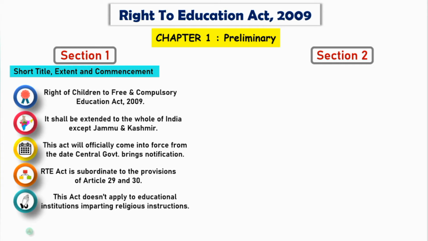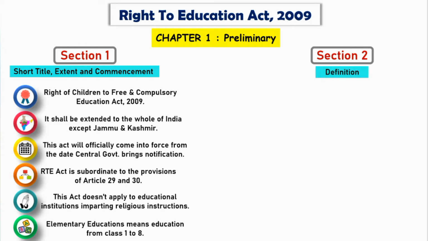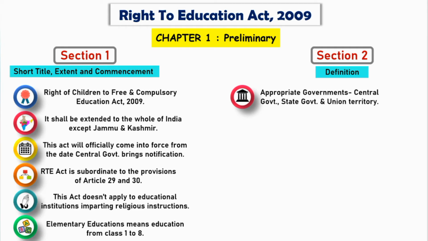According to this act, elementary education means education from class 1 to 8. Now section 2 is about definition. The first point mentioned in section 2 is the appropriate government, that is, who will take decisions in relation to schools or educational institutions. So the appropriate government will be the central government, state government and union territories.